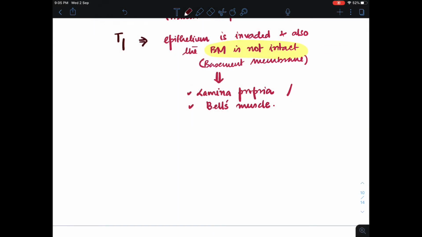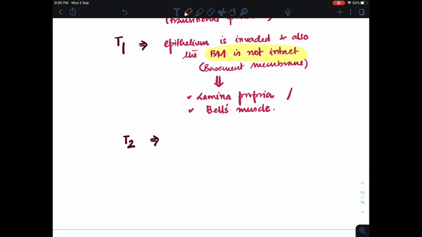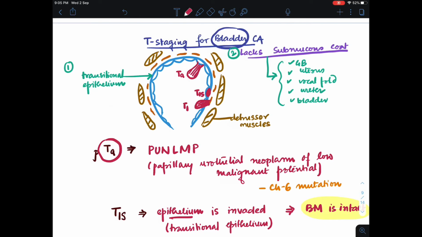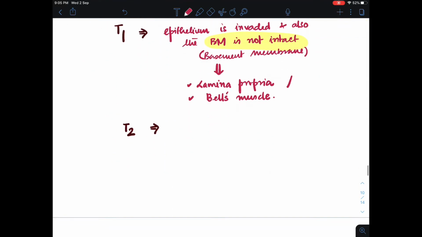Now the next staging is T2, and it goes up to the next layer, that is the detrusor muscles. That is, detrusor muscles are invaded in T2.